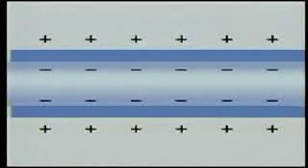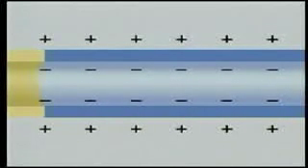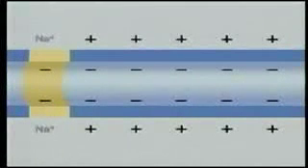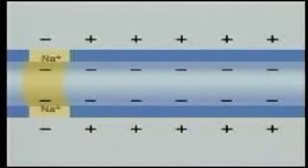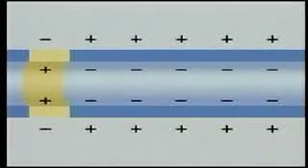When the nerve is stimulated, channels in that area of the membrane open and sodium ions, Na+, flow into the cell. The flow of these positively charged ions reverses the charge difference across the membrane. The inner surface becomes positive and the outer surface becomes negative.